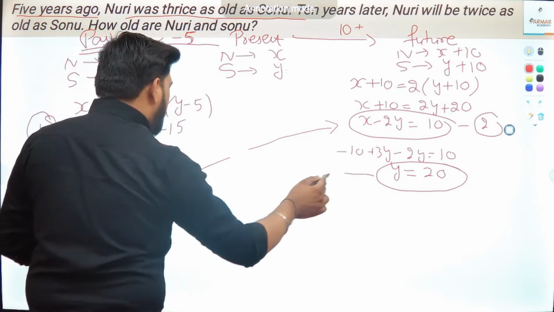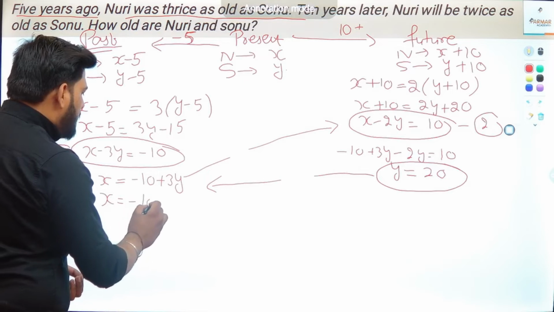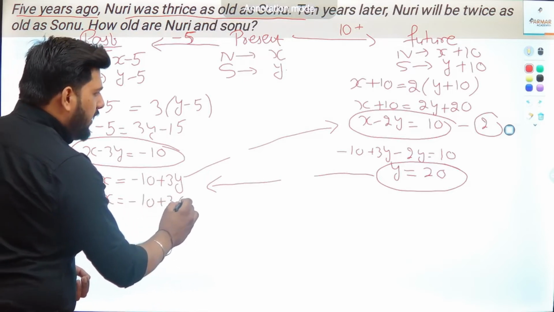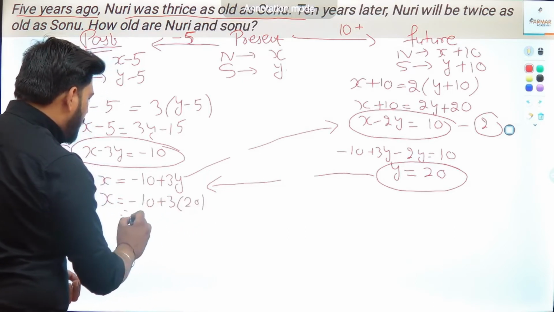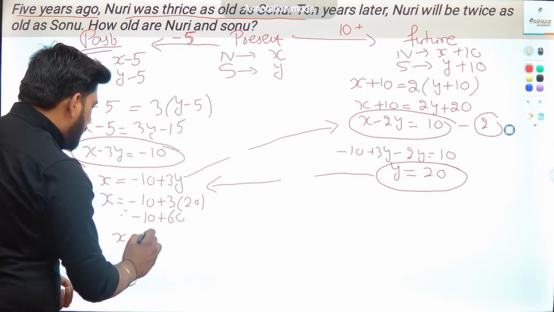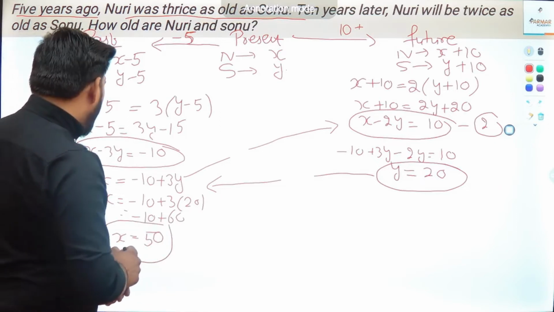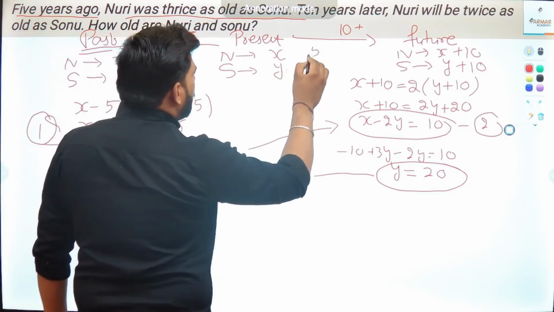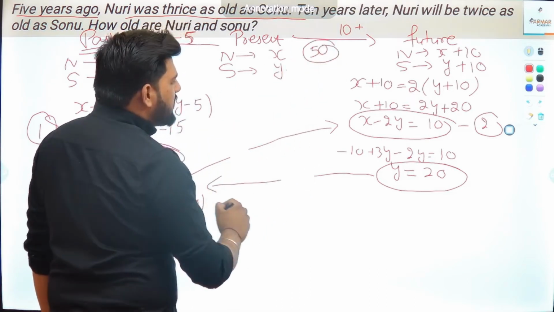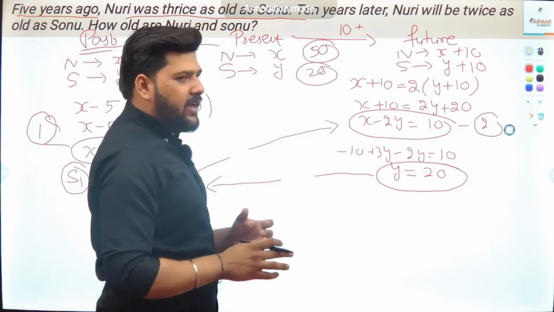Now again substitute that y here. x is equal to minus 10 plus 3 into 20, that is equal to minus 10 plus 60, and x is equal to 50. So that means the present age of Noori is 50 and the present age of Sonu is 20. These are the present ages of Noori and Sonu.